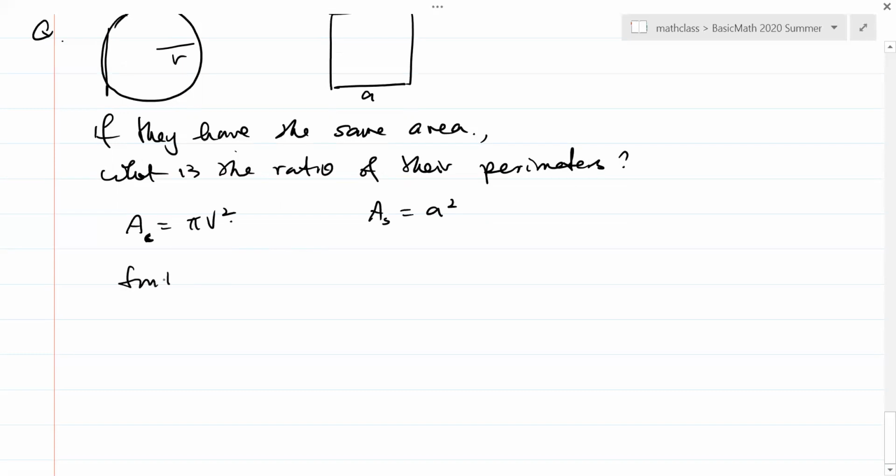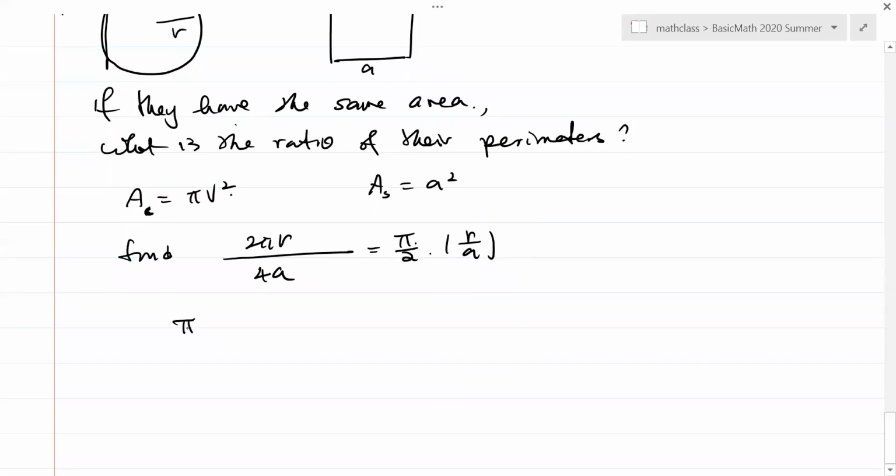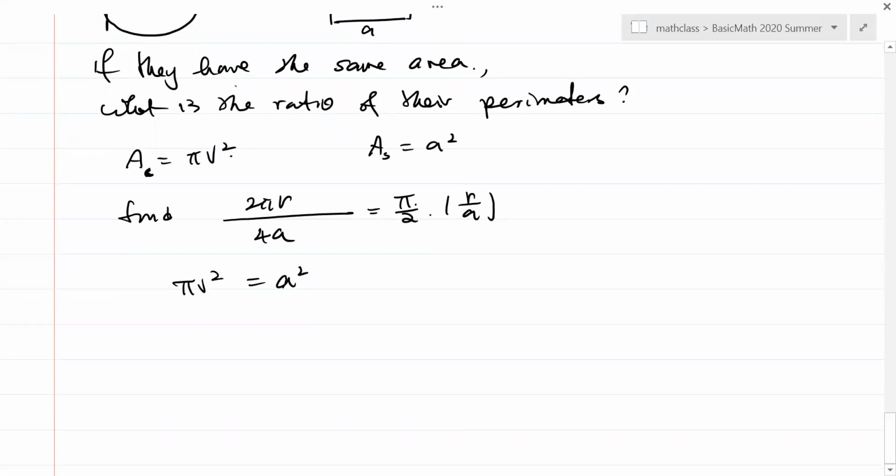So what do we have to find out? Find out the ratio of the perimeters: the circle's is 2 pi r, and the square's is 4a. After we simplify, it's pi over 2 times r over a. So if we find the ratio r over a, I can solve the problem. Given this information, r squared over a squared equals 1 over pi, right?